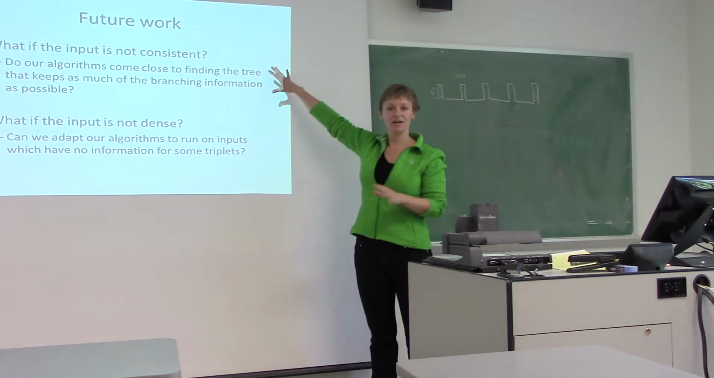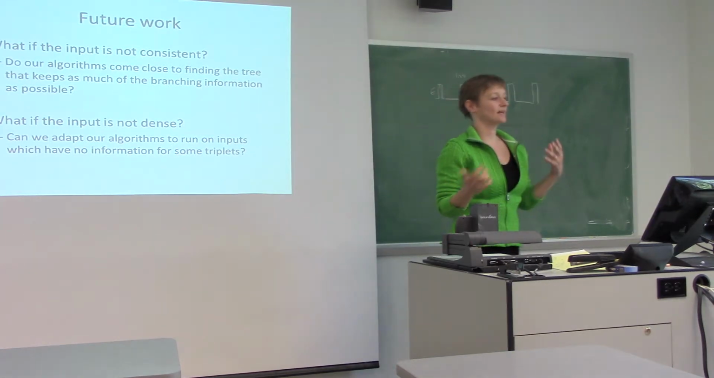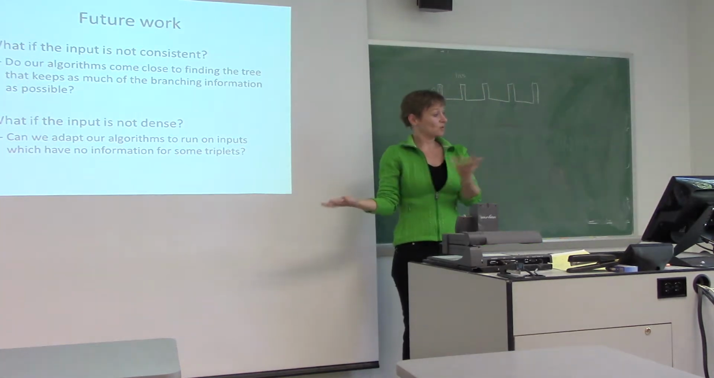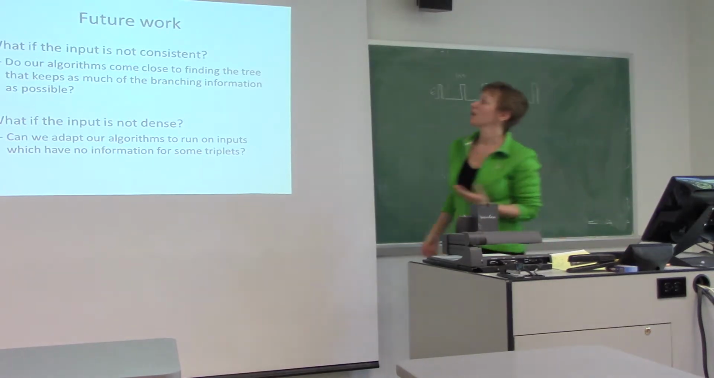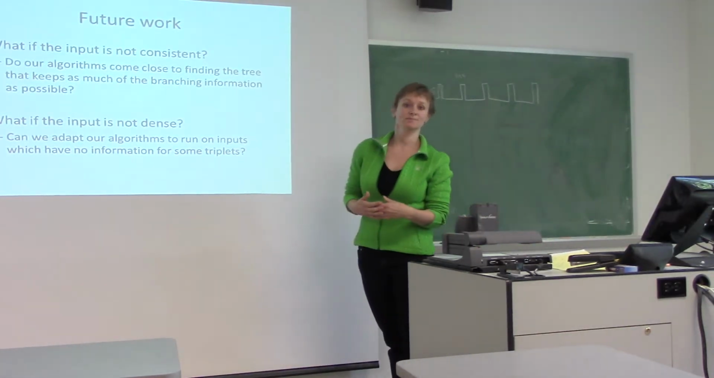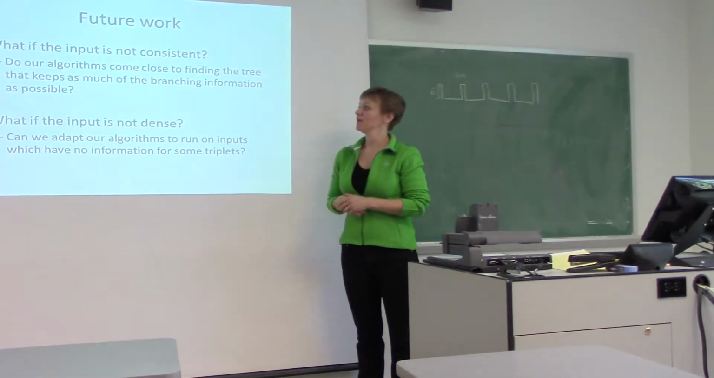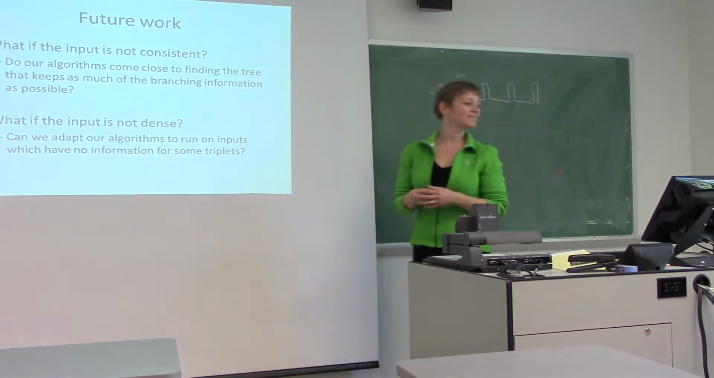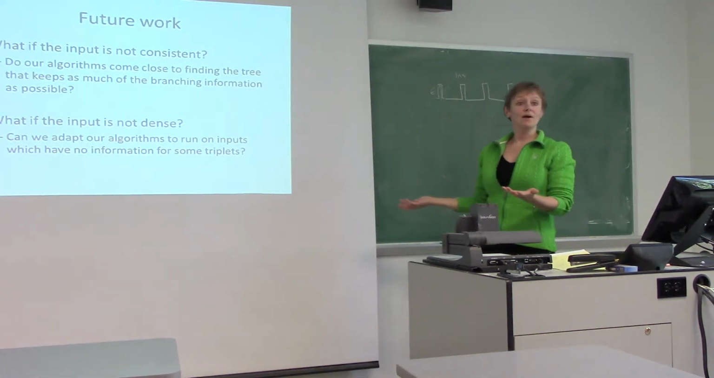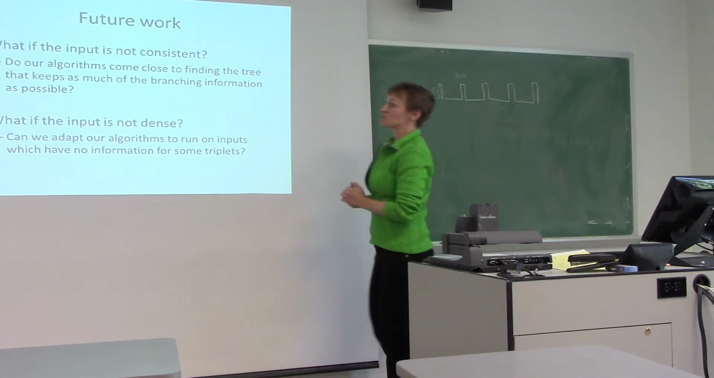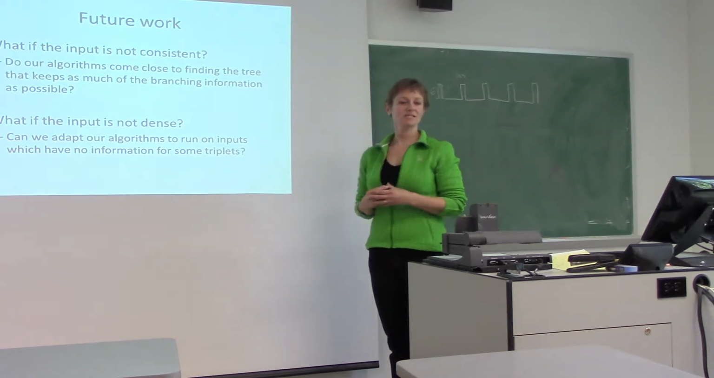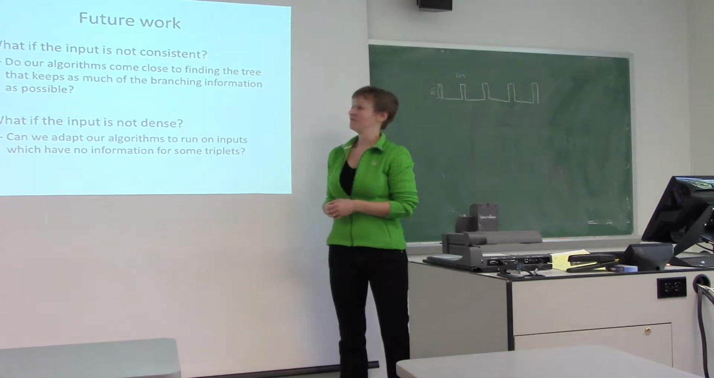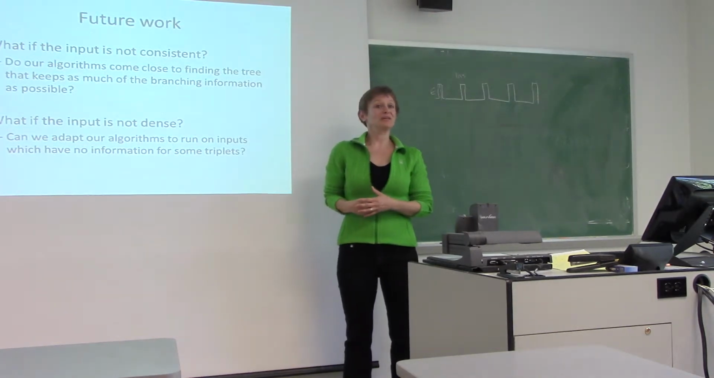What if the input is not consistent? First of all, if the input is not consistent, then our algorithm will still work. So a question is, does it come close to finding a tree that keeps as much of the branching information as possible? The second question is, if the input is not dense, can we still make our algorithm work? So for more realistic data sets, can we adapt our algorithm so that it still runs in n log n time? And that's still things we're thinking about.